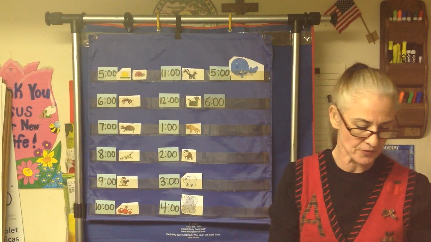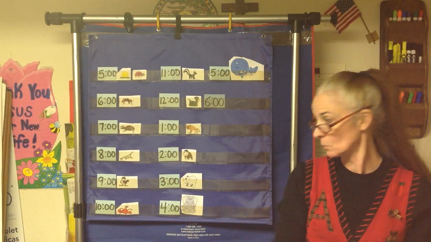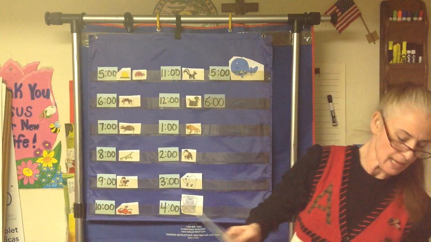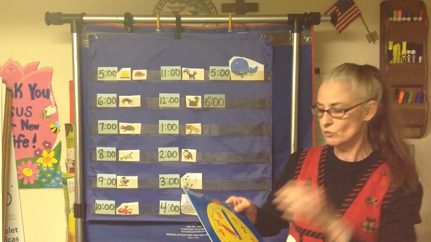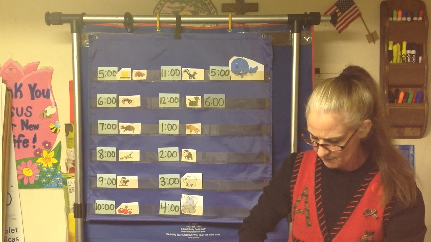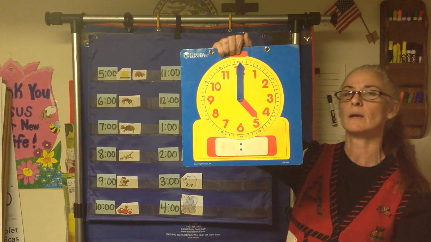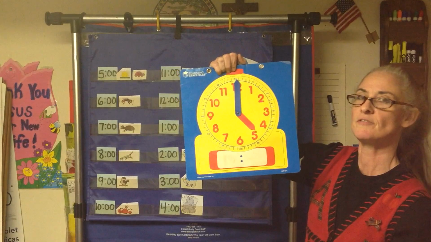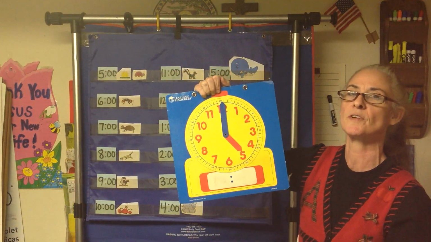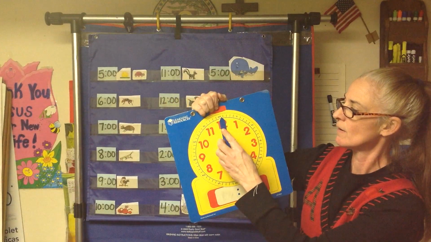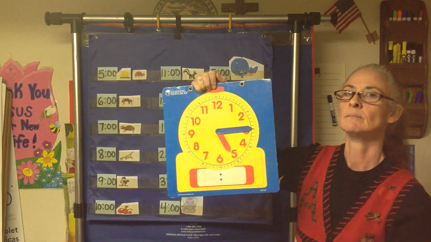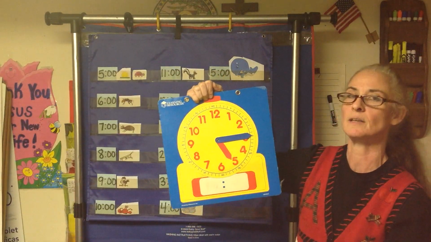At 5:15, where's my clock? So this is 5:15. I'm going to show you the use of the minute hand. You were at 5 o'clock when he met the whale. At 5:15, the hour is still 5, but the minute hand's going to move 15 minutes, which is like this. 5, 10, 15. So now it's 5:15.